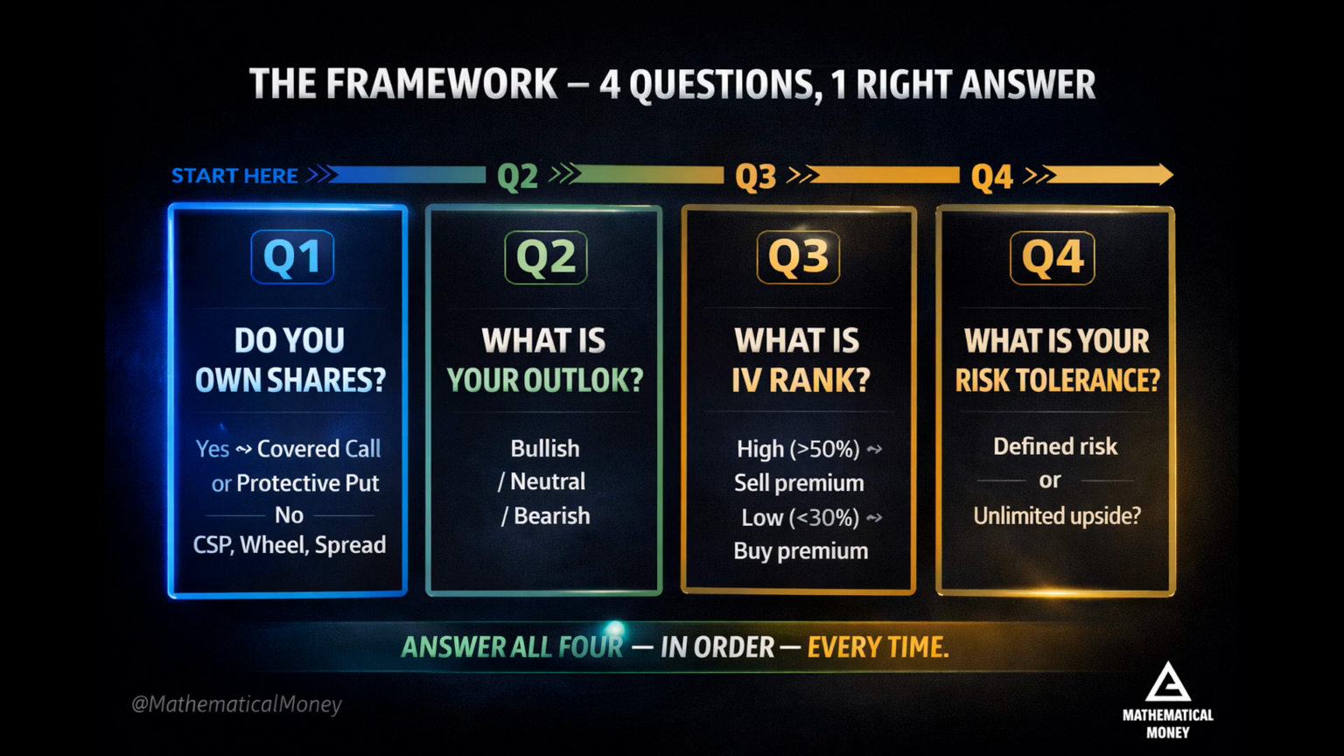Question 3. What is the current implied volatility environment? High IV rank means options are expensive, selling premium is favorable. Low IV rank means options are cheap, buying premium is favorable. Question 4. What is your risk tolerance? Defined risk strategies cap both profit and loss. Unlimited upside strategies carry uncapped downside. Ask these 4 questions in order and you will arrive at the right strategy every time, without guessing, without overthinking.